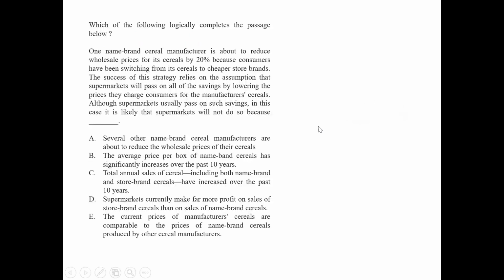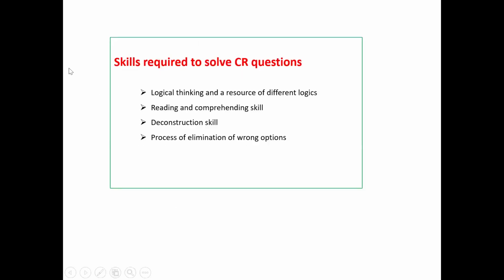So let us take one more question. Yeah. So the first thing I mentioned, you require four skills. Now, one is what? Logical thinking and a resource of different logics. So if you have good logics, number of logics in your hand, you can counter any CR question. So with that example question, I proved that resource of logics is very, very important.